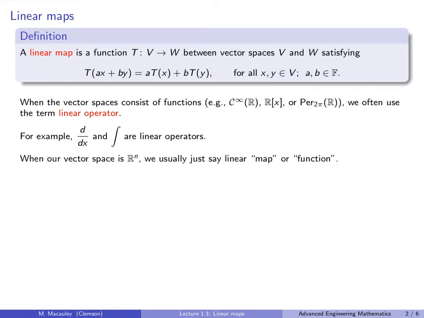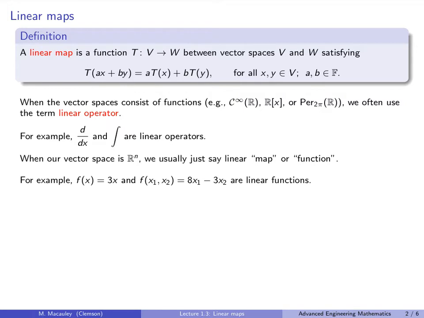When our vector space is Rn, we usually just say linear map or linear function. For example, f of x equals 3x and f of x1, x2 equals 8x1 minus 3x2, these are linear functions because they satisfy this condition. Let's check these individually just to make sure we understand why this condition holds.